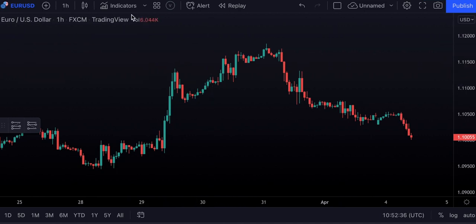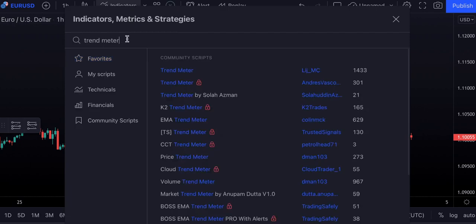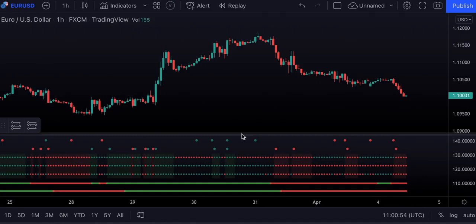Now let's go over to our indicators and search for trend meter. So trend meter by Leech MC has got 14,000 likes. Don't forget to add it to your collection. Okay, so we have our indicator on our chart. We're not going to change the settings. We're just going to leave them on default.